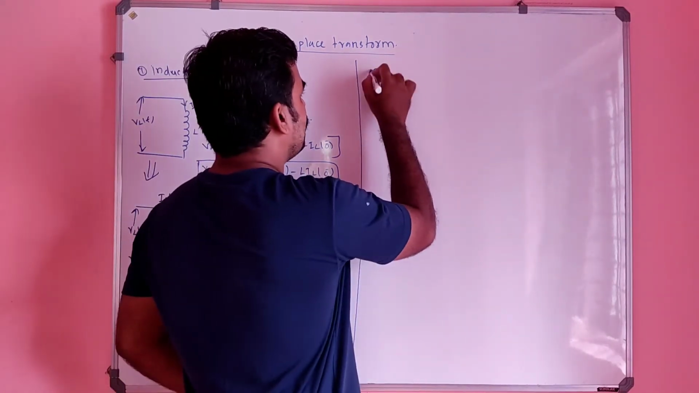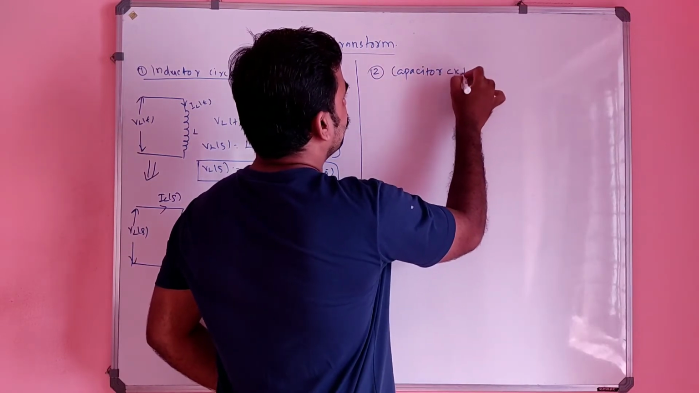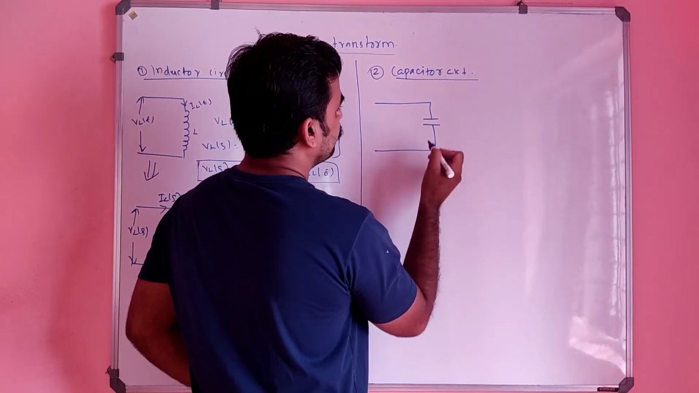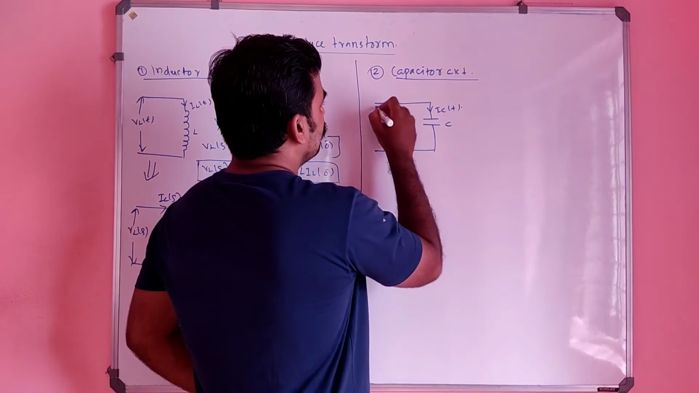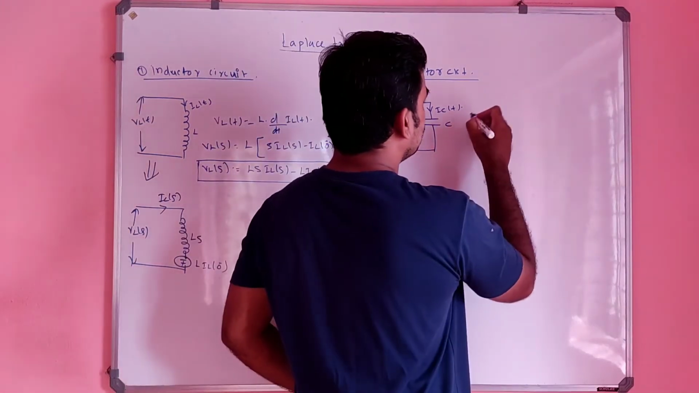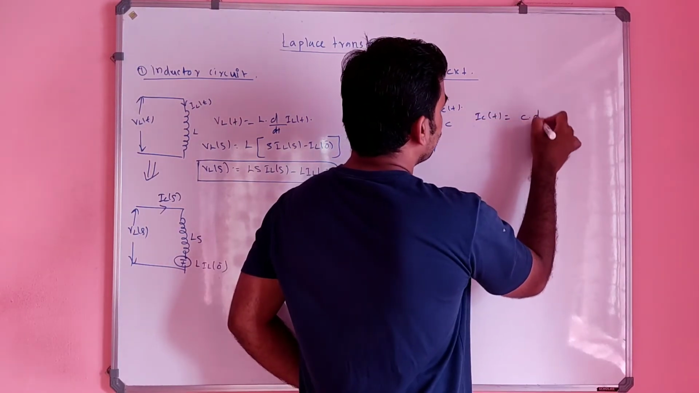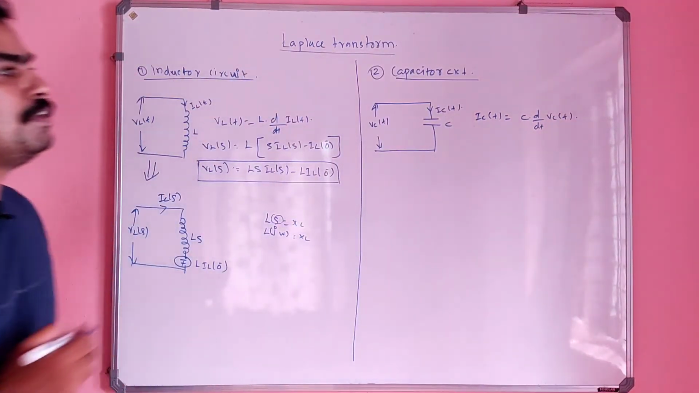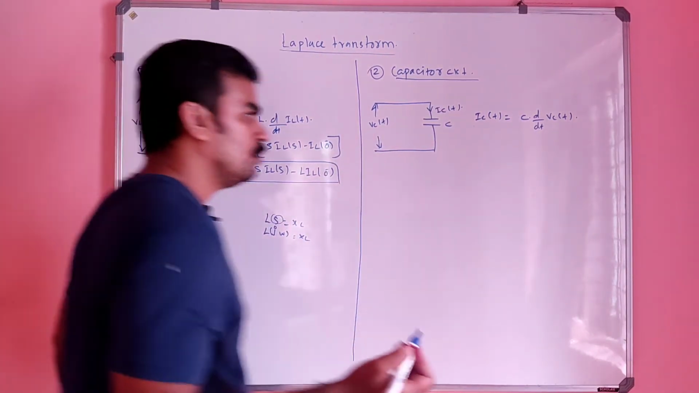Let's talk about the capacitor circuit. Let's go for a capacitor circuit. So the voltage equation is nothing but this. IC of t will be equal to C into d by dt Vc of t. You have the equation for a capacitor, you know this, right?